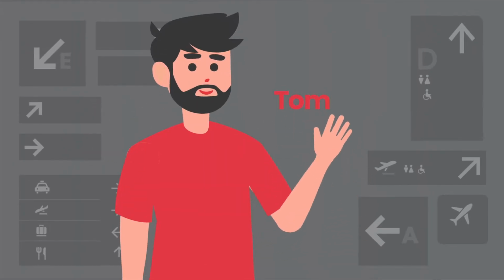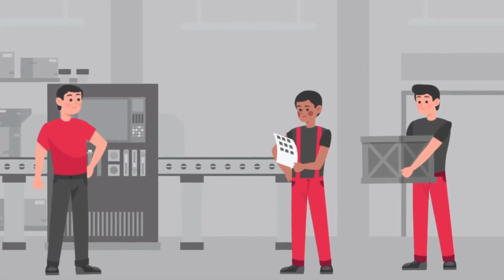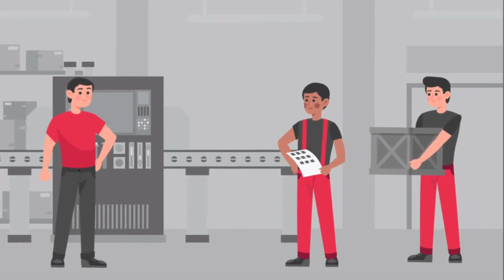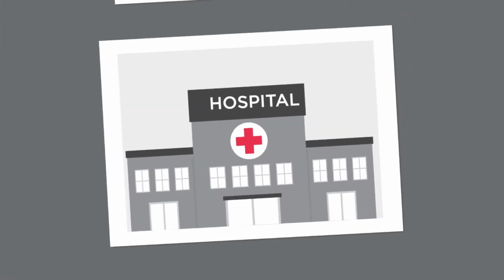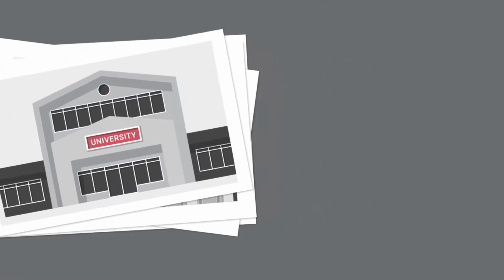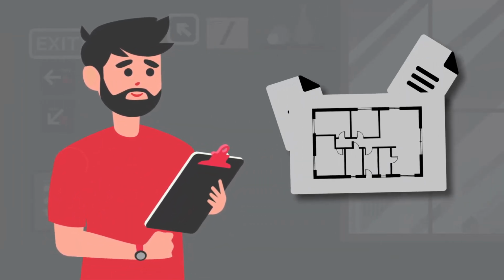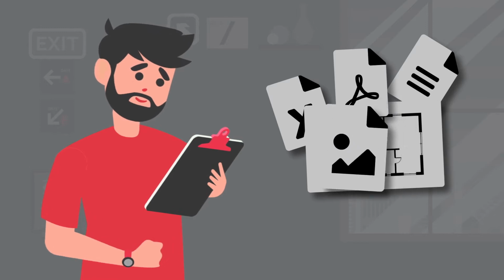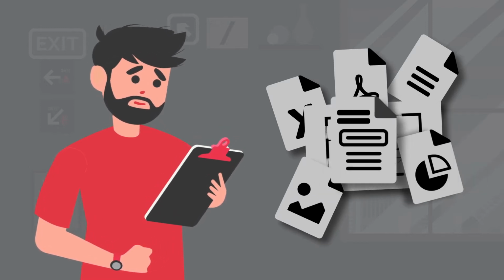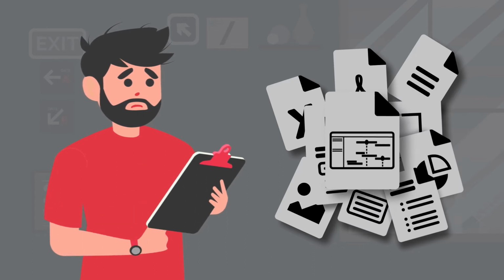Meet Tom. Tom runs a sign fabrication business. Tom's company produces and installs the signs that help people find their way through places like hospitals, airports, stadiums, and universities. Every day, Tom and his team juggle spreadsheets, message schedules, location plans, shop drawings, artwork, work orders, change orders, permits, site instructions, and changing timelines.